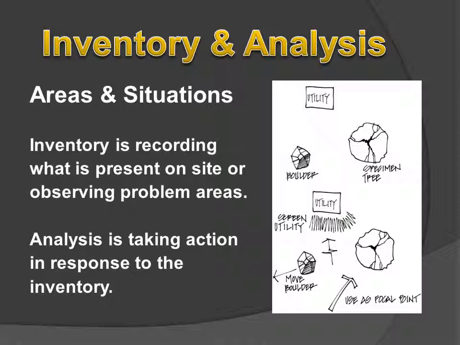All right, areas and situations. Inventory is recording what is present on site or observing problem areas. Analysis is taking action in response to the inventory. We're going to note the utility building, specimen tree, and look at the bottom. You had the utility there. That's recording it. Putting a screen in front of the utility building is your opinion, your analysis of, hey, that's an ugly outhouse. Let's cover it up with some pretty plants.